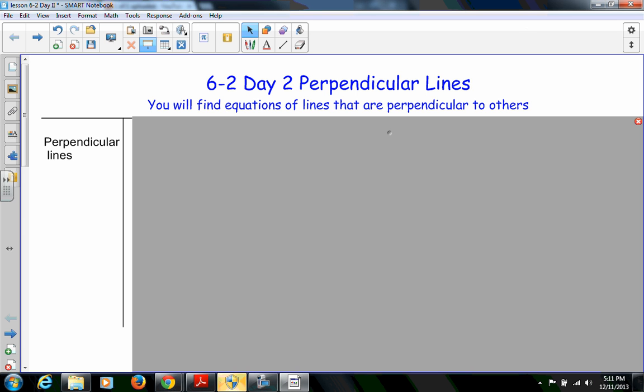Today is day two of our graphing parallel and perpendicular lines. So today we're going to talk about the perpendicular half of it. All right, so let's dive right into it. Today, our goal is to be able to find equations of lines that are perpendicular to others and be able to graph equations that are perpendicular to other lines. Those are the two things you should get out of today's lesson. Your homework's going to relate to the same stuff.